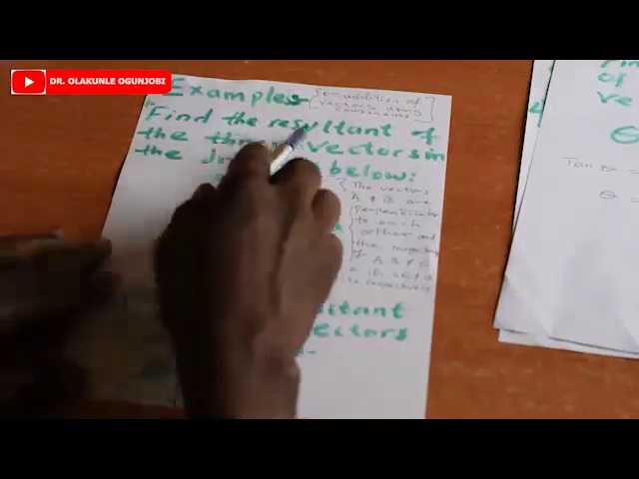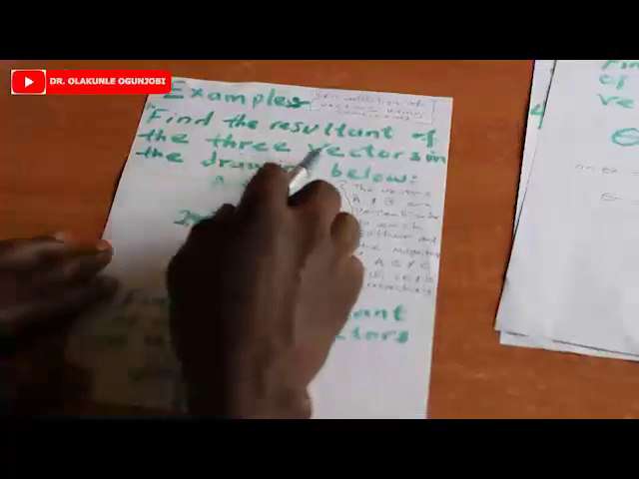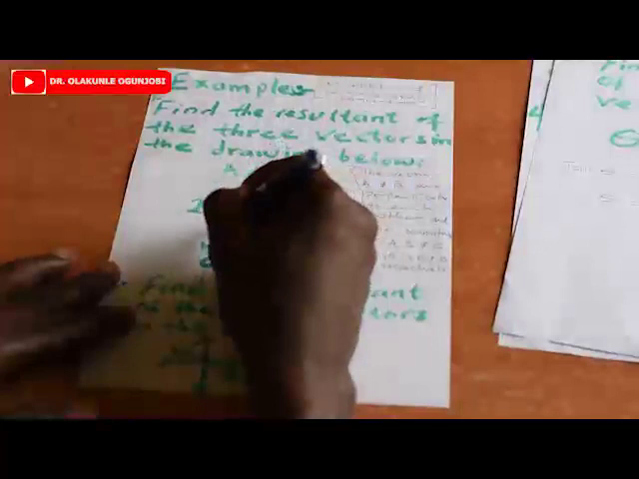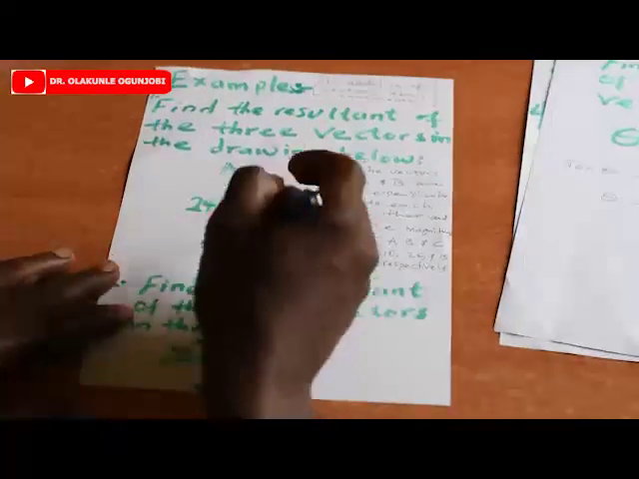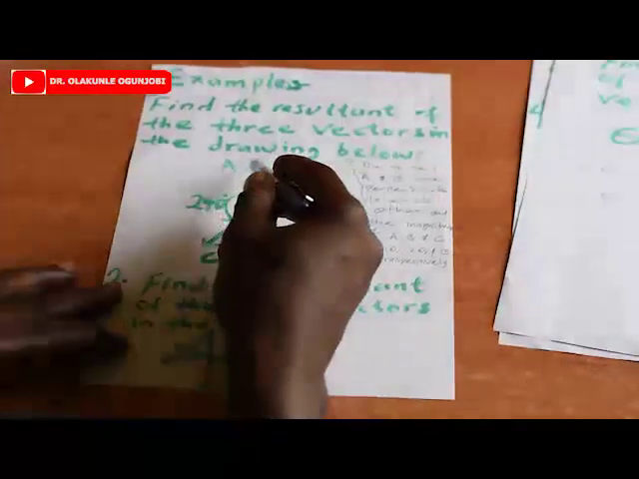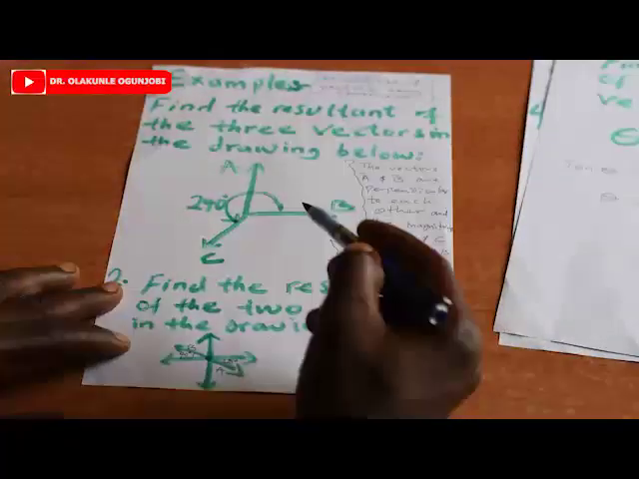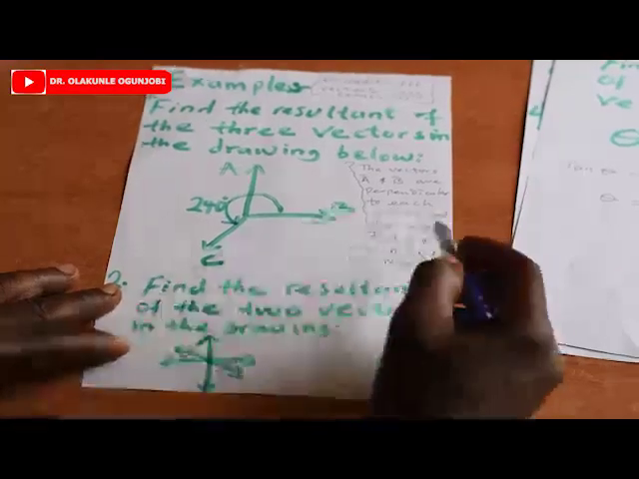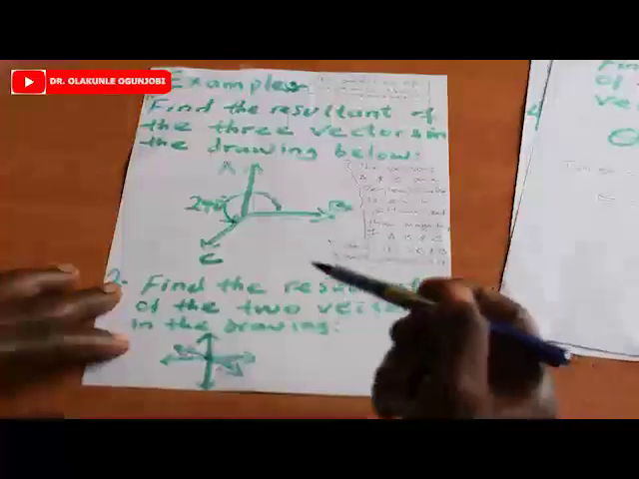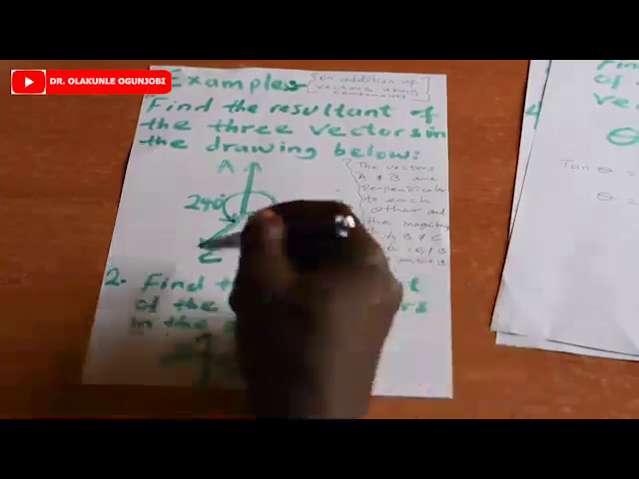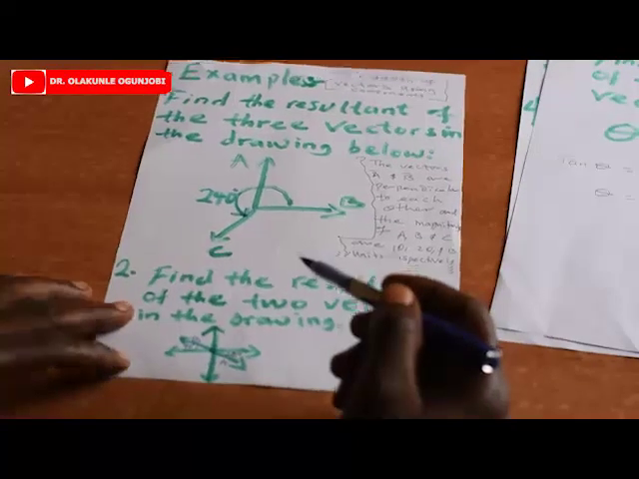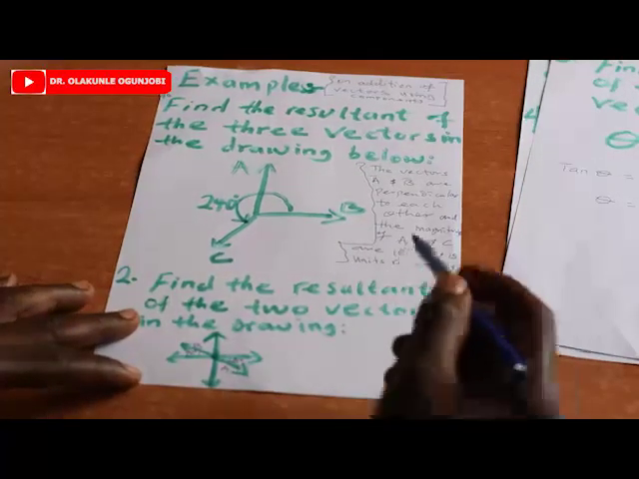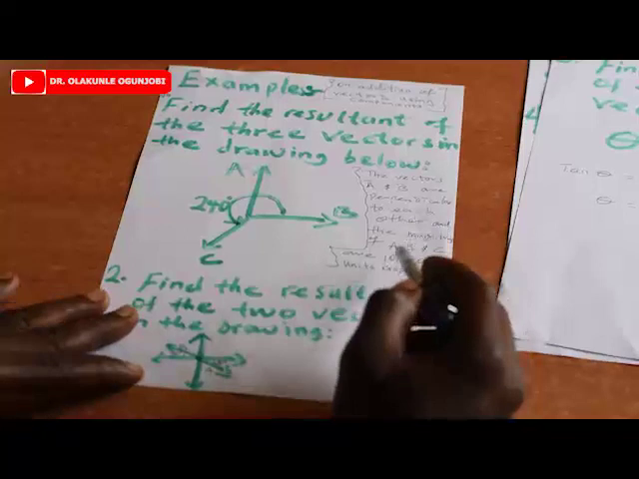Find the resultant of the three vectors in the drawing below. Look at this drawing. It's 240-degree inclined. You can see vector A, up north. You can see vector B along the positive x-axis. Then you have of course your C. All right, so I want you to add these vectors. Please take note of this.